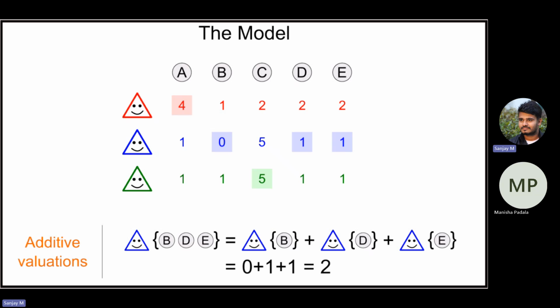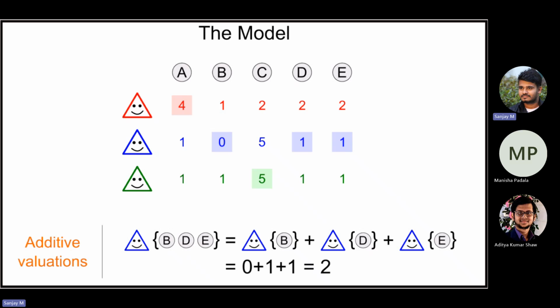Now, one assumption that I'll make throughout this talk is called the additivity assumption on the valuations or the preferences of the agents, which is to say that if you get a bundle of items, let's say blue is getting B, D, and E, its value for that bundle is the sum of its values for the individual items in that bundle. In other words, blue's preferences are adding across the individual items in a set. They're additive. So this is a simplifying assumption. It may sound strong, right? Sometimes preferences are not additive.